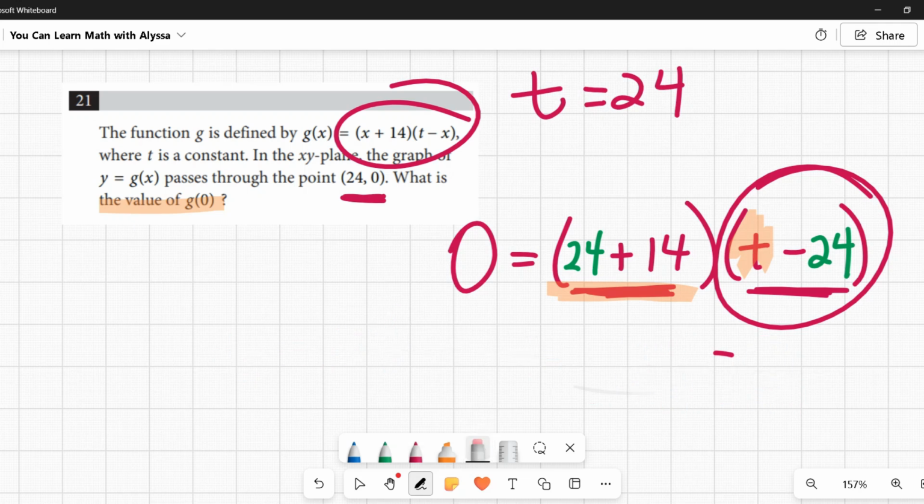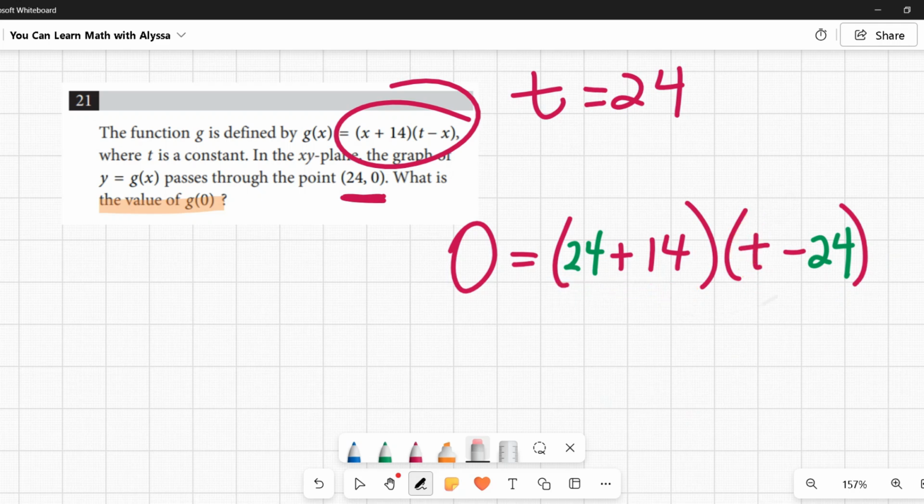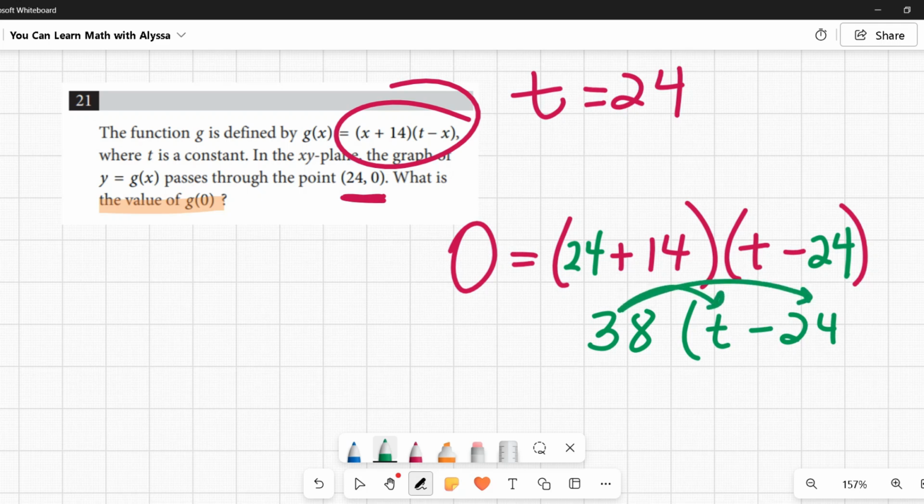Now I'm going to back up a little step and say what would have happened if I had not had that realization and if I had just done this math, which is totally fine, by the way. Just because you don't have that little moment of epiphany doesn't mean you're going to get the wrong answer. All right, so 24 plus 14 is 38. We have this times t minus 24, and I need to distribute that.